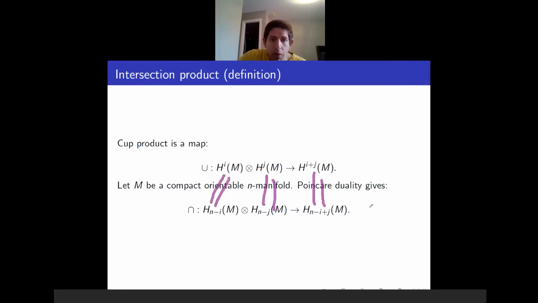I won't tell you what this map does on all homology classes. The definition is just that it's Poincaré dual to the cup product. This group is isomorphic to that group, this group is isomorphic to that group, and this group is isomorphic to that group. So we get a map like this. But I'll tell you what happens if your homology comes from a submanifold.